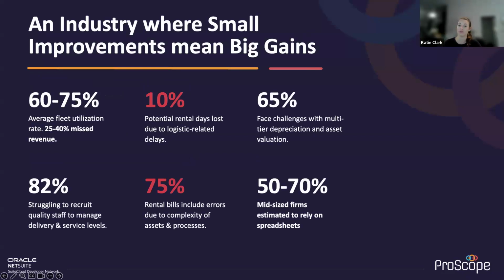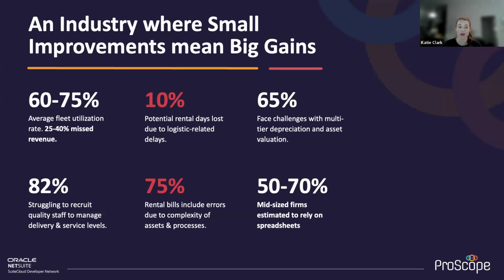And that's not really due to a lack of demand, but due to inefficiencies in how equipment is scheduled, tracked, and returned. 10% of rentals are lost due to logistical delays, and that's more than an operational hiccup. That's a lost opportunity, and it can often result from disjointed systems and also manual handoffs between functions like scheduling, dispatch, and billing.